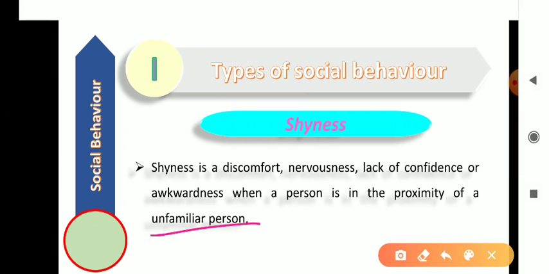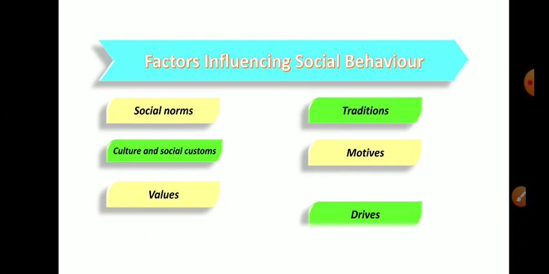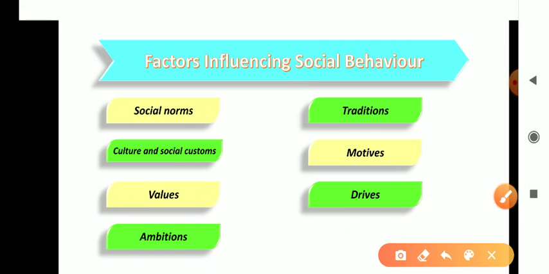Okay, then next we are going to discuss the factors influencing social behavior. There are so many factors that influence our social behavior. First one is social norms, then traditions, culture and social customs, motives, values, ambition and drives. These are the seven factors that influence our social behavior. We will discuss one by one.